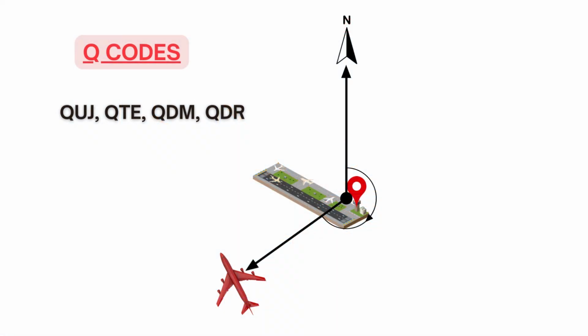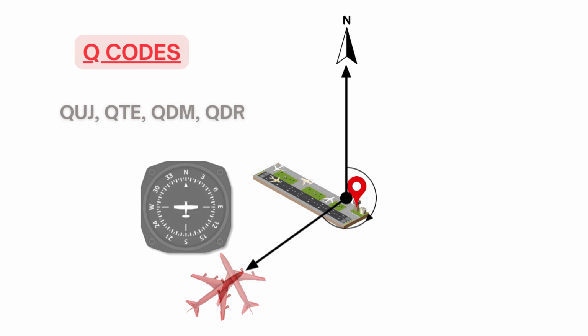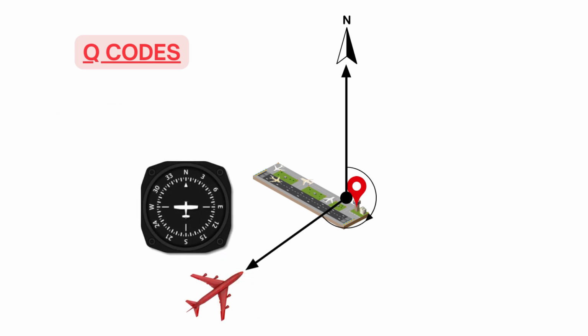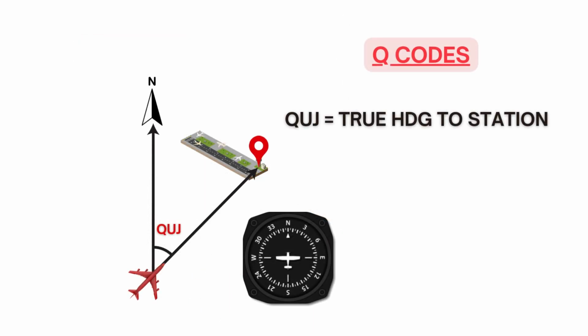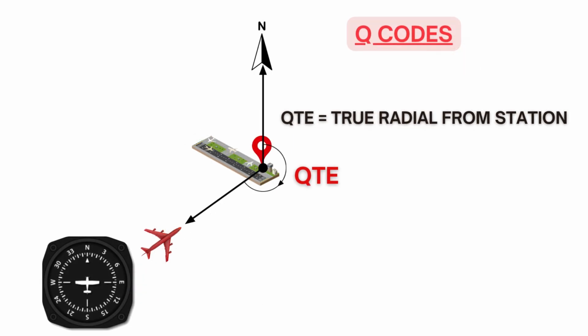Q codes, important from exam point of view. VDF can provide QUJ, QTE, QDM and QDR. So let's understand what they mean. To home on to an airport, an aeroplane will make use of a compass to steer a heading. So the controller can provide the pilot with information of heading to steer to reach the airport. It could be a true heading or magnetic heading. True heading, which will take the aeroplane to the airport, is called QUJ. And opposite of QUJ is QTE.